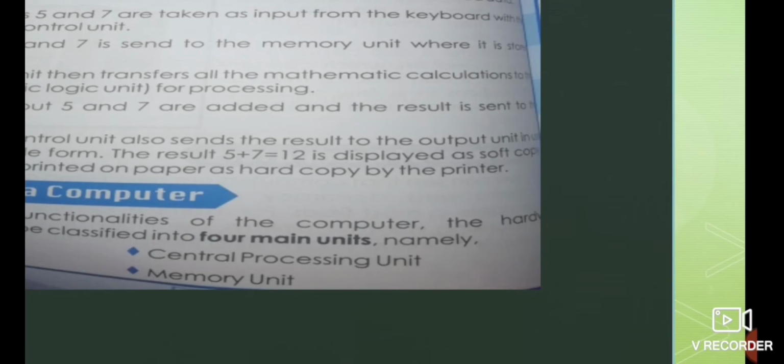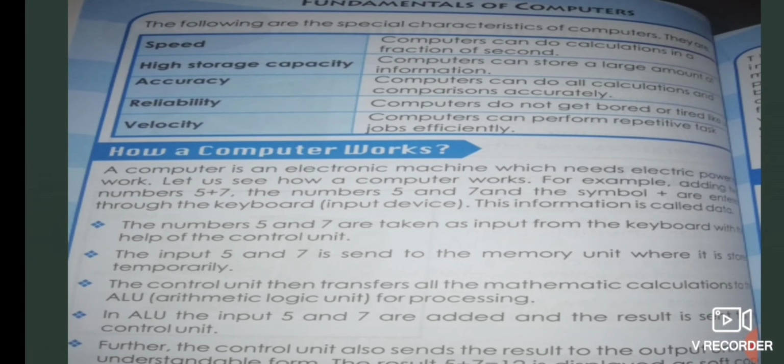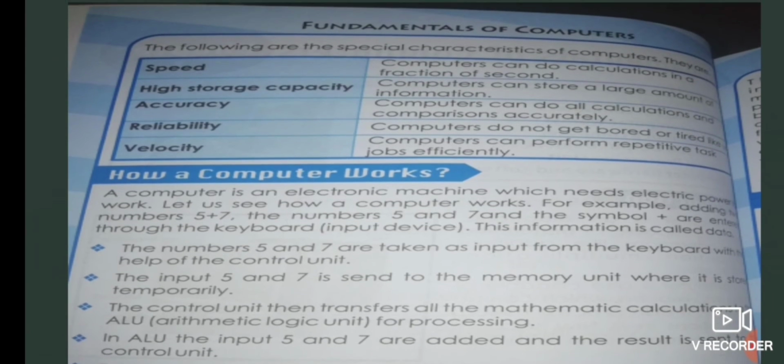The first characteristic is speed. We cannot match the speed of a computer. A computer can do calculations in a fraction of a second. And then high storage capacity. You can store a larger amount of data inside the computer. The third point is accuracy. It can do all the comparison work and calculation work with accurate values.